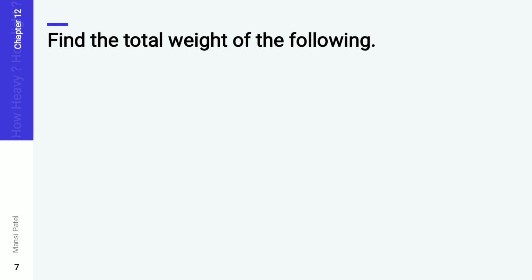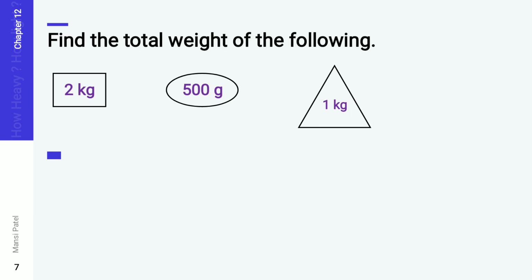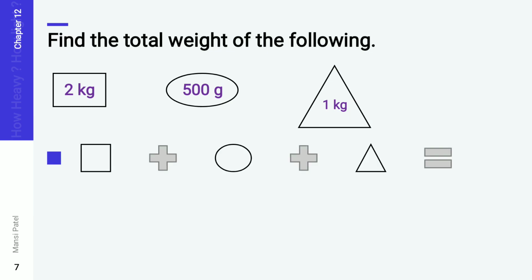Now in the next, you have to do the same. But here they have given 3 shapes to you. You have to add all 3 shapes. Square plus circle plus triangle. The measurement of the square is 2 kilogram. The measurement of the circle is 500 gram. And the measurement of the triangle is 1 kilogram. So here just do the addition, 2 kilogram plus 500 gram plus 1 kilogram.